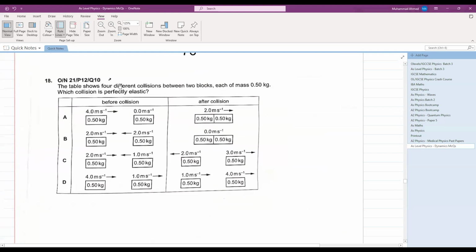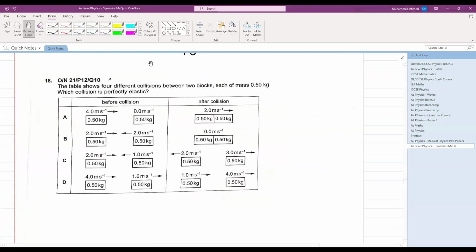Simple. Okay, let's see this question. The table shows four different collisions between two blocks, each of mass 0.5 kg. Which collision is perfectly elastic? For a perfectly elastic collision, I have just told you guys, speed of approach should be equal to speed of separation. What is the speed of approach in A? 4 plus 0, that is 4. Speed of separation, there is no separation. A cannot be your answer.